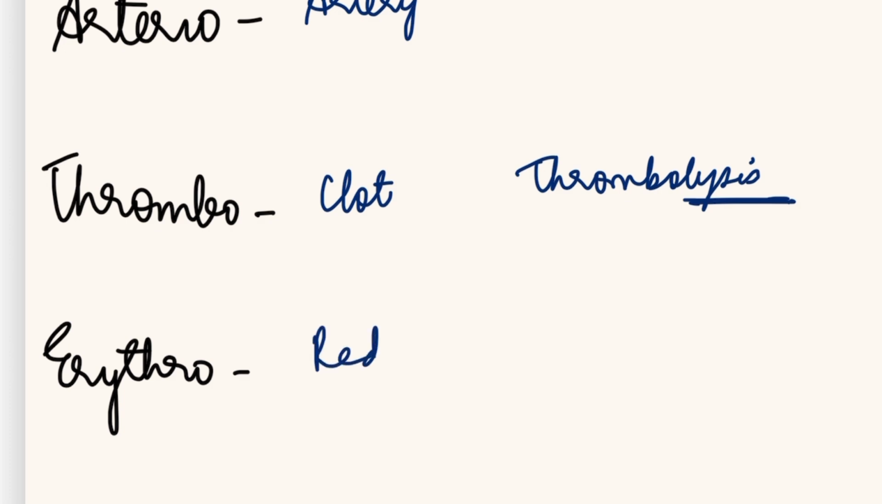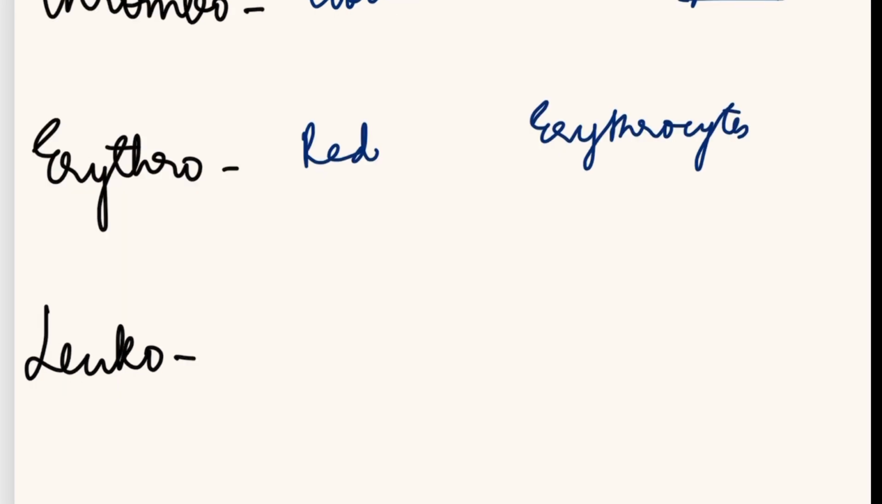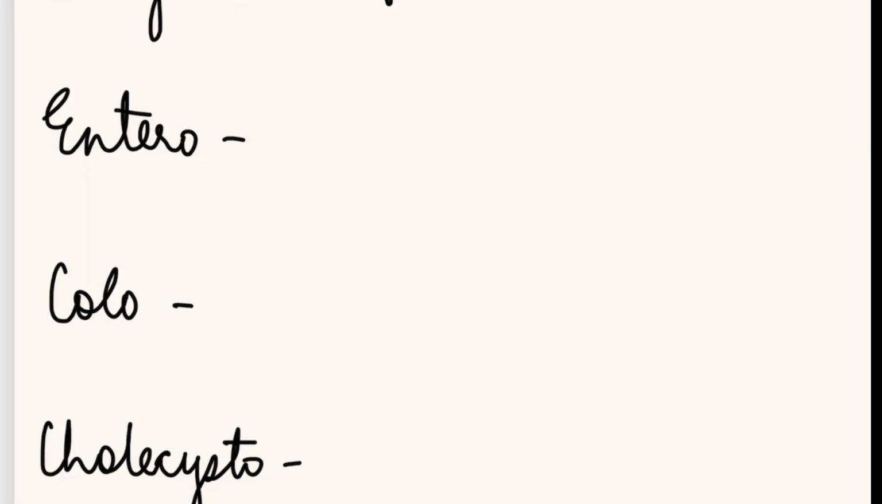Erythro is red, like erythrocytes. So erythrocytes are another name for red blood cells. Leuco is white. This is leukocyte. So I guess these are enough for you to know about the circulatory or blood system.